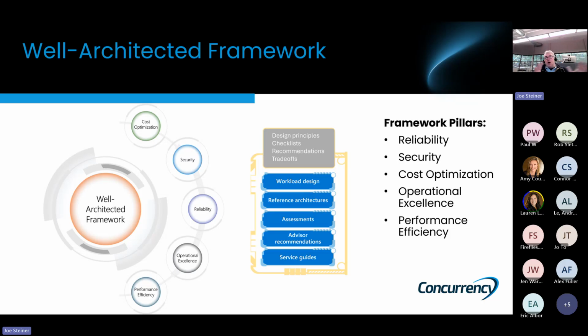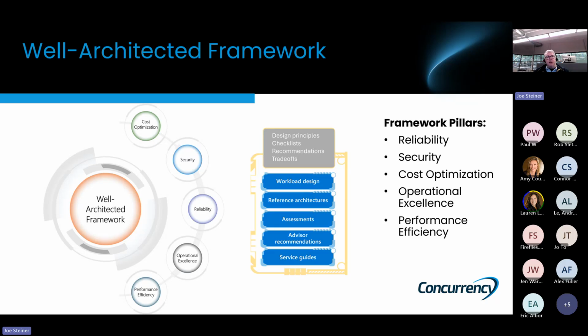So again, underlying all of that is the well-architected framework, and within it there are 5 primary pillars. Reliability is a big one. How resilient do I need this application to be? Security, cost optimization. Then you get into the operational excellence side of this, where how easy is it to manage this broader environment? How well am I handling that? And then performance efficiency.